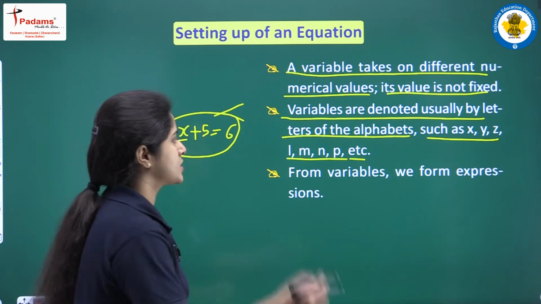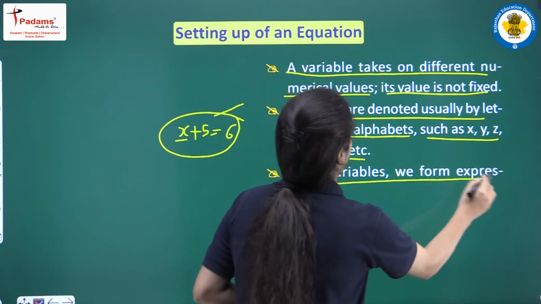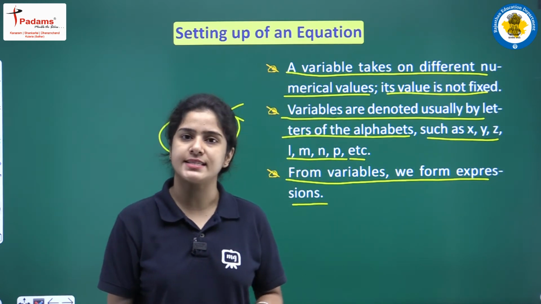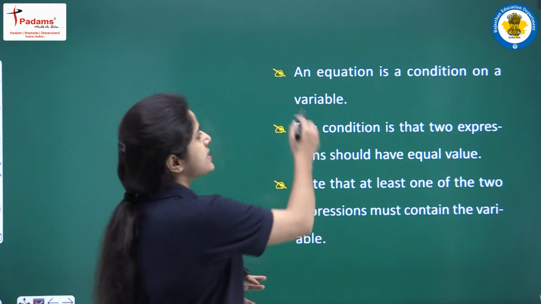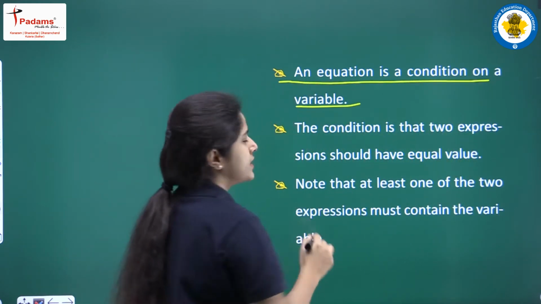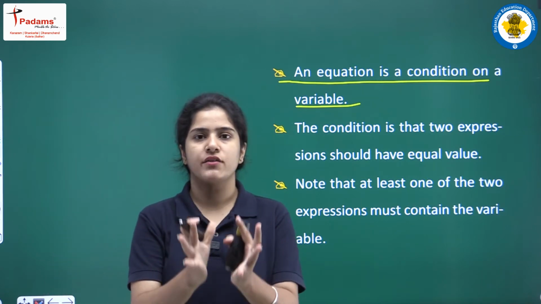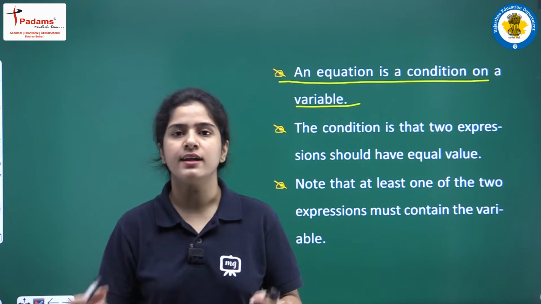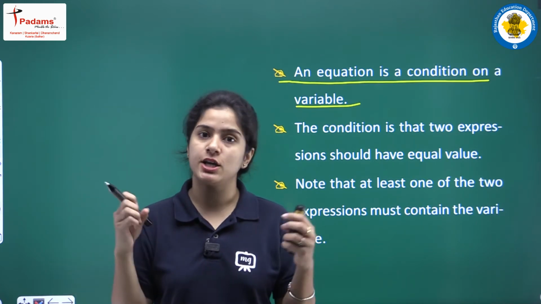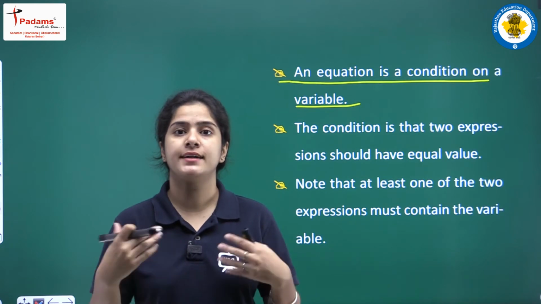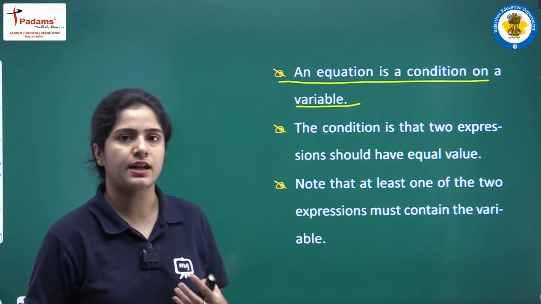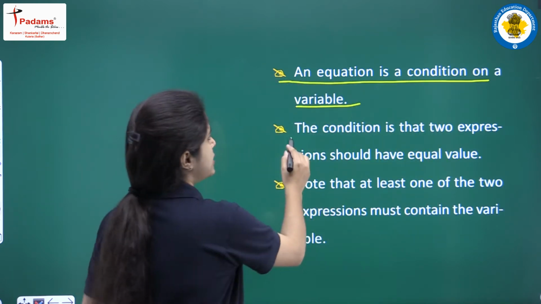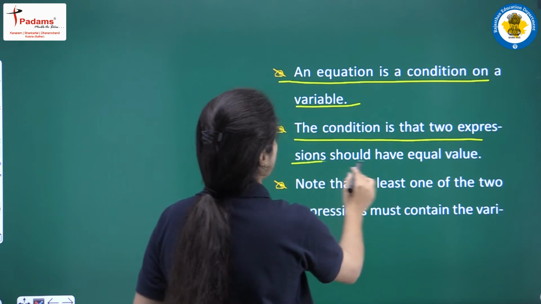Alright, students, so for variables we form expressions. Okay, so this is a certain form of expression. Alright, students, the next thing, an equation is a condition on a variable. Suppose there is a variable, and the difference in different equations is that the variable is the same but the conditions applied on that variable are different, and because the conditions are different, an equation is a condition on the variable. So the condition is that two expressions should have equal values.